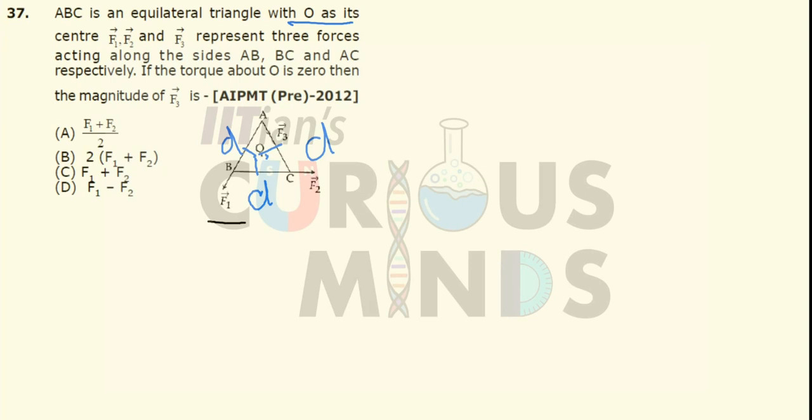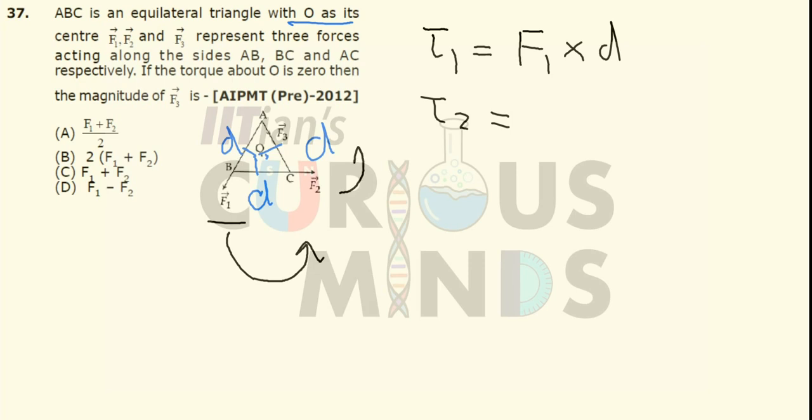Now let us find the torque produced due to the force F1. The torque produced due to F1 will be in the anti-clockwise direction. If I draw the vector over here, it will be anti-clockwise. Let me write this as torque 1, it will be equal to F1 into D. The torque due to the second force F2 is also in the anti-clockwise direction, so it will be equal to F2 into D.